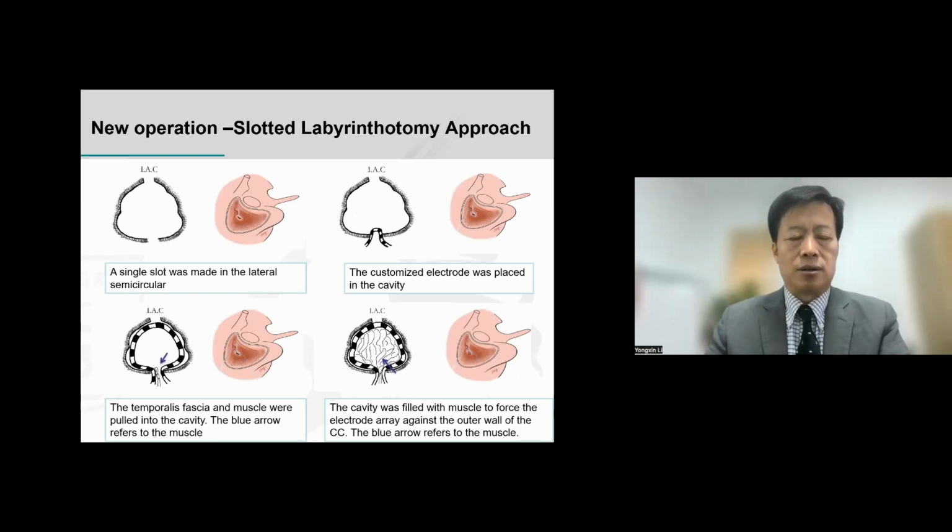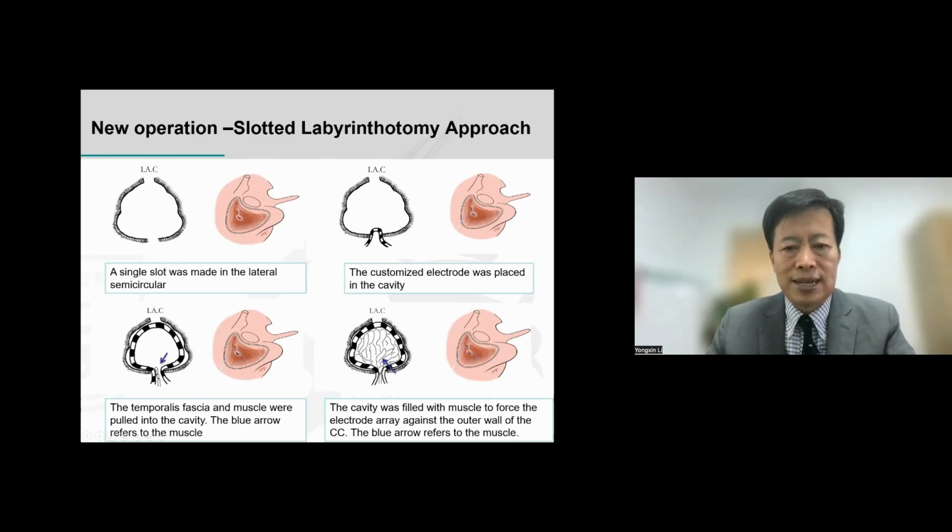But in our center, we try to find another surgical approach for this kind of case. So we prefer the slot labyrinthectomy approach. Let's see the approach. This is a common cavity. This is the internal auditory canal. A single slot is made at the place where we can open this. This place is similar to the normal structure, the lateral semicircular canal. So we open this slot and put the custom electrode into the common cavity.